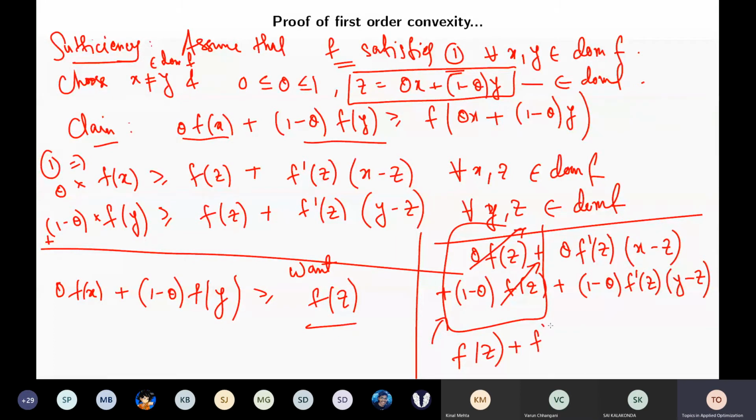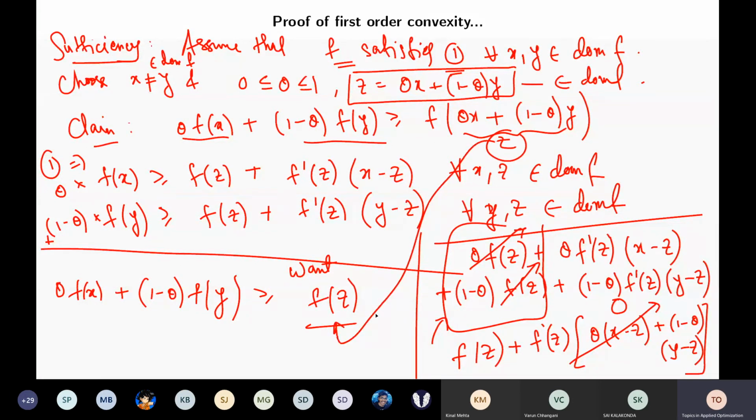So let me leave it at a place where it's easier to verify. What we are trying to say is that theta times (x minus z) plus 1 minus theta times (y minus z) will vanish. One of you has confirmed that this vanishes, so let us say that this will vanish. So we will be left with f(z), and remember z was theta x plus 1 minus theta y. So this is indeed the z that we are looking at, which satisfies the convexity.